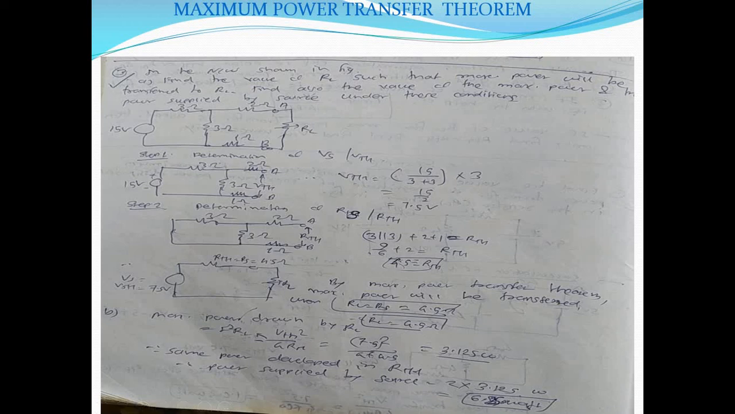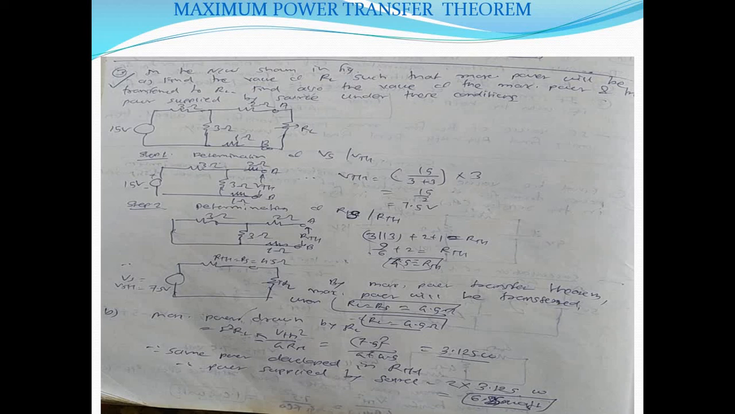But what is another question? Calculate the power supplied by the source. We have already discussed that the power supplied by the source is nothing but 2 times the maximum power delivered to the load. So the power supplied by the source is 2 into 3.125 watt, that is 6.250 watt. Only such varieties you can observe if you refer to different reference books to solve numericals based on the maximum power transfer theorem.